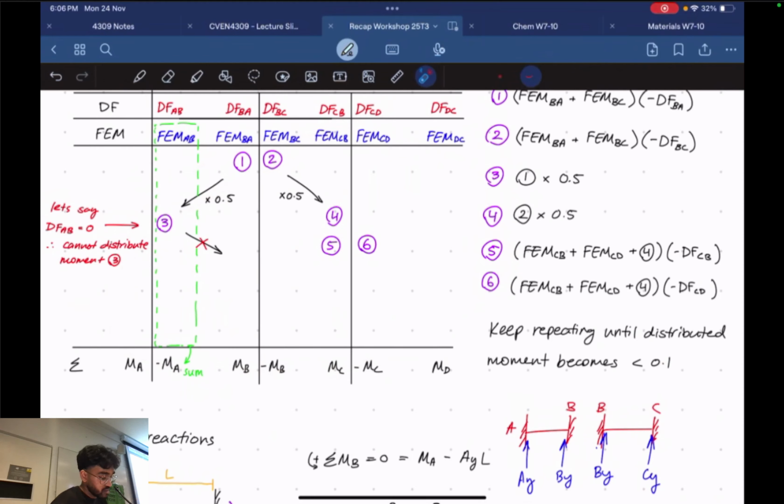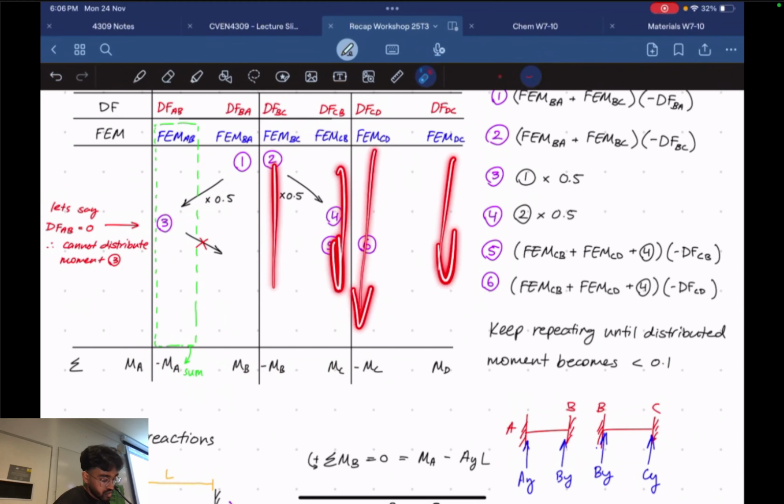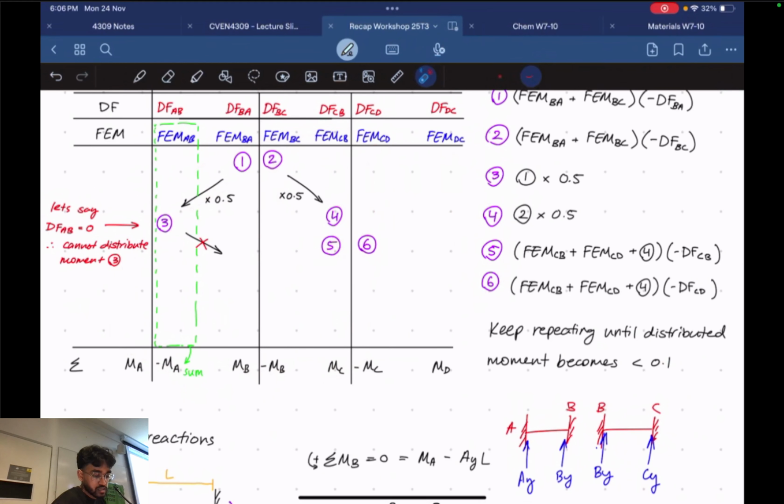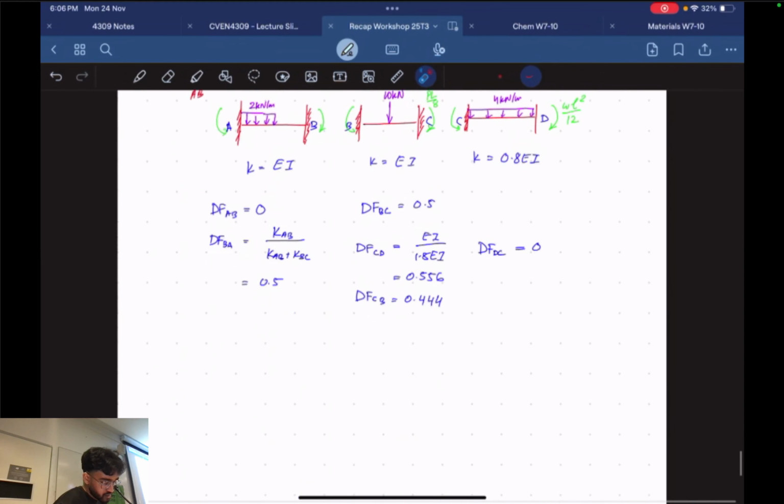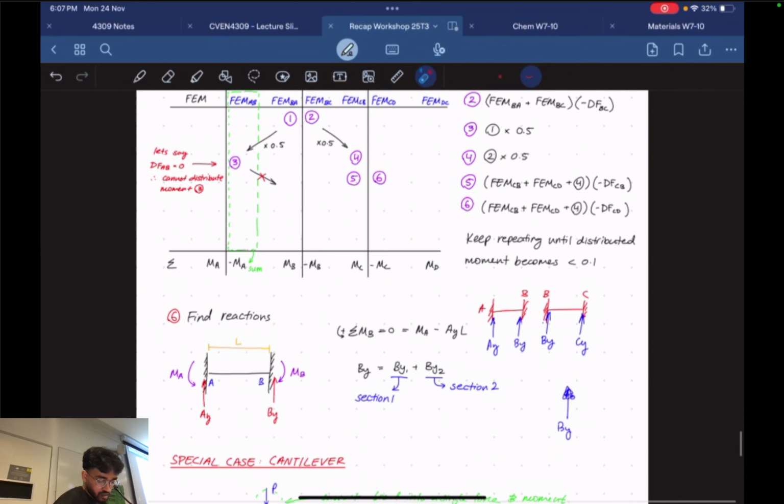So you keep continuing for each column here until it's less than 0.1. I don't have solutions prepared for it, but the solutions on the thing are quite good as well.